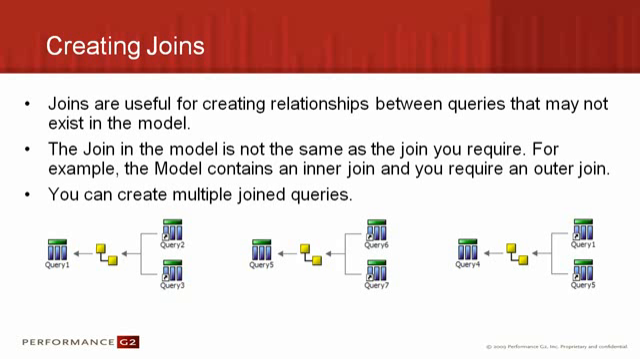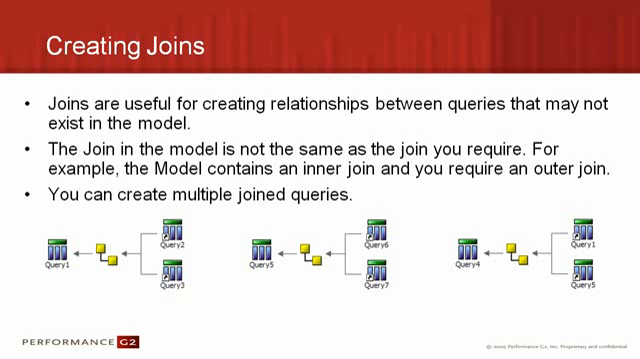There are several reasons that you may want to create joins within Report Studio. The join created in the metadata model may be too restrictive for the report you need to create. You may need to create a join between two queries that doesn't exist in the model. Also notice on this slide that you can create multiple joined queries that may be part of a joined query. So you can have a parent-child relationship made up of multiple joined queries. This is going to allow for very robust reporting.